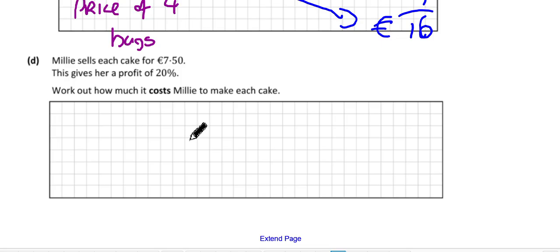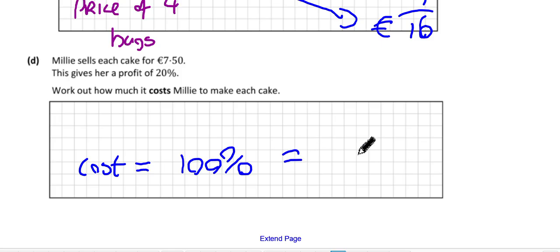Right, I don't think any of us did really well at this one. Okay, so here's the deal. So 100% of your costs is how much it costs to make a cake, and that's the goal of the question, isn't it? We'd like to know how much it costs to make the cake.